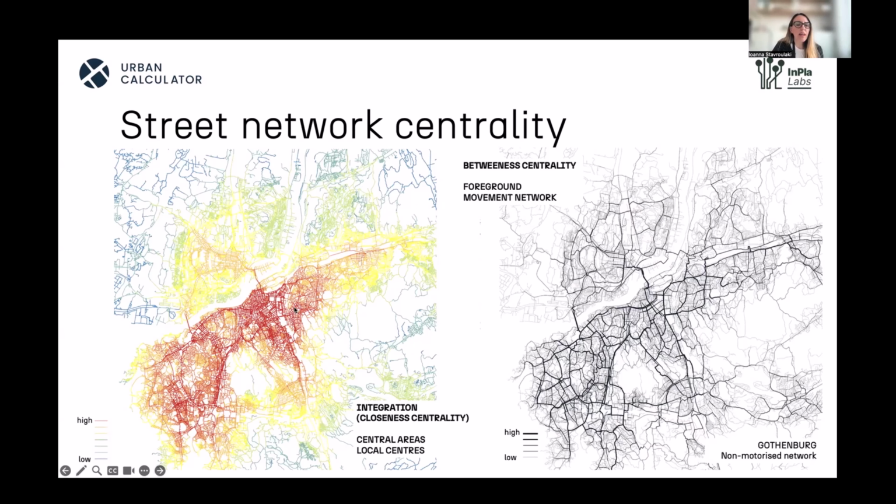And then you see in these areas in red, we see city centers, we see local centers, neighborhood centers, and so on. And then with blue and green, with low centrality, you see areas that are more segregated, suburban areas that are more disconnected, and so on. On the other hand, with betweenness centrality, we see paths, we see centrality paths, so to say. We see a foreground network with the darker, thicker lines, we see the main structure of movement in the city. And then in the lighter gray, we see the background network of movement.